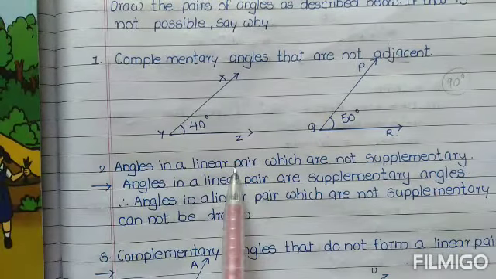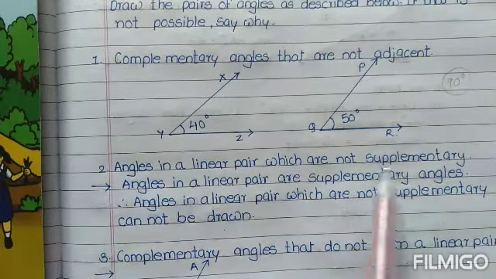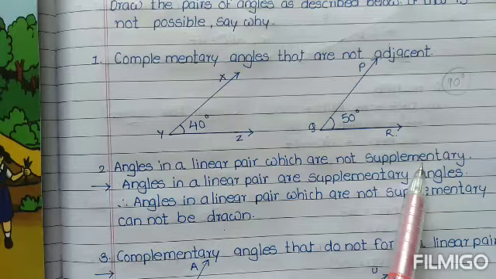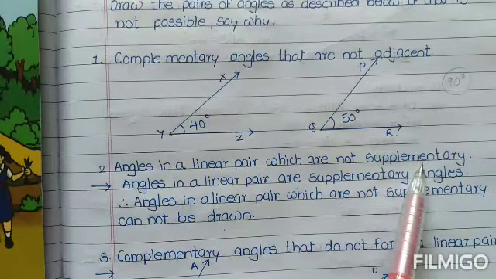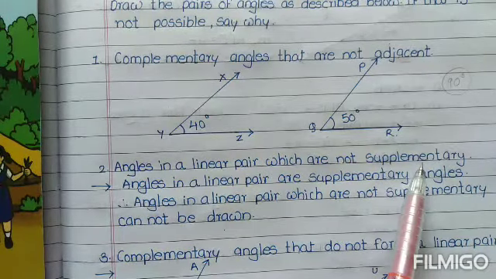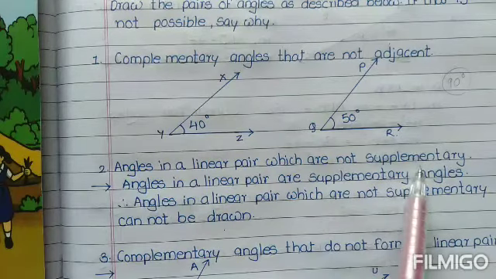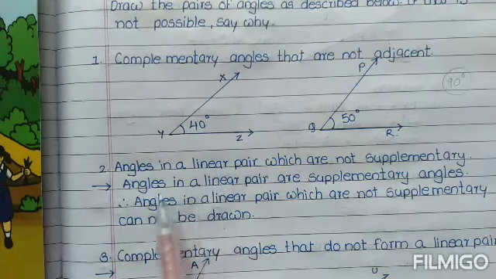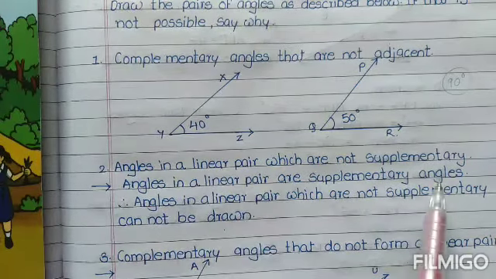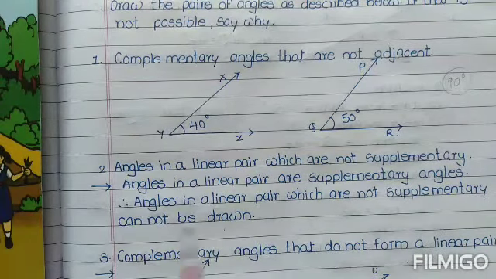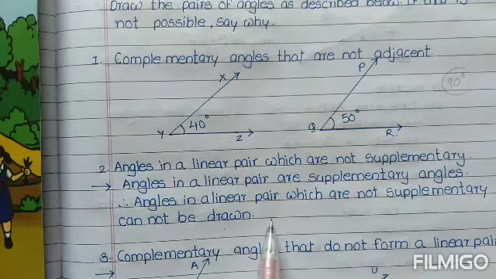Angles in linear pair which are not supplementary. Just now we have learned linear pair angles. Angles in a linear pair are always supplementary. So we cannot draw angles which are linear pair but not supplementary. Angles in linear pair which are not supplementary cannot be drawn.